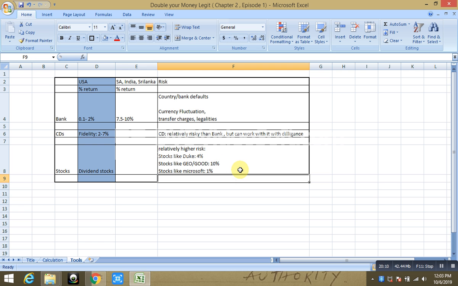I'm sure people who are watching, if you are a little more learned or experienced in this area, you may have some more thoughts of your own, and you might be able to tell us some more ways to relatively and safely double your money over a long period of time.